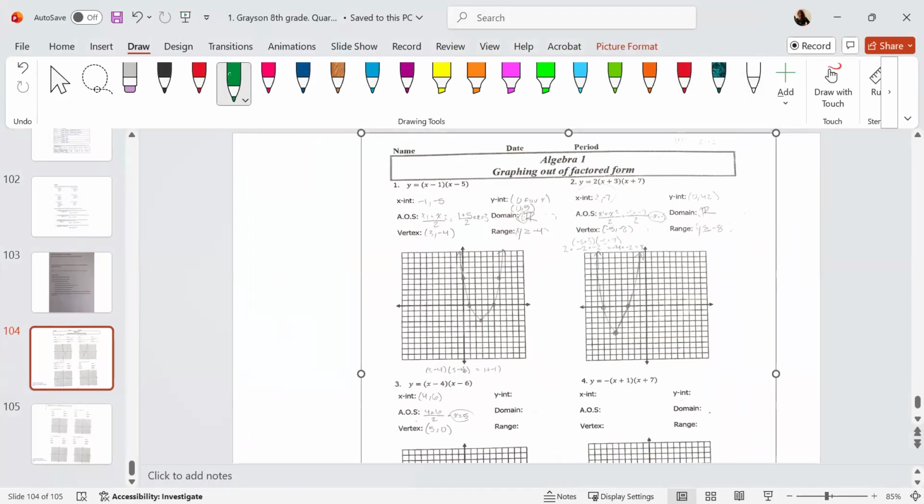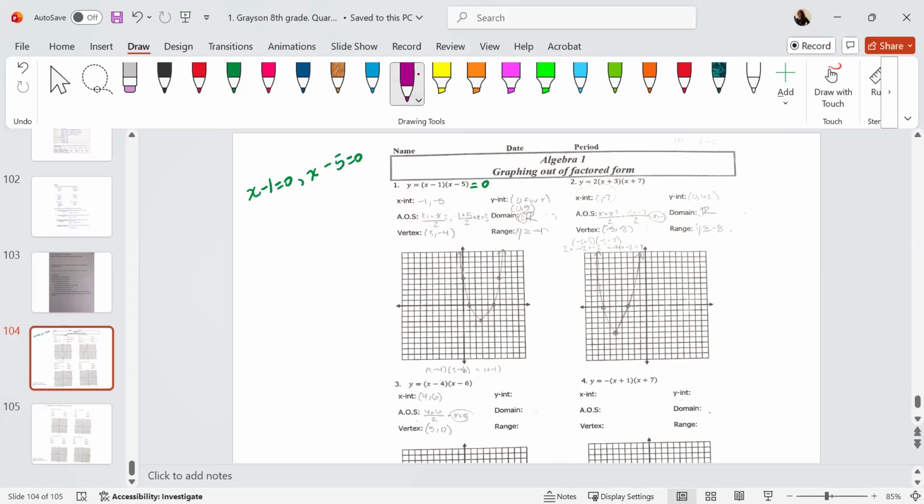The zeros is when you set this equal to 0, okay? So you have x minus 1 equals 0, x minus 5 equals 0, right? So when you solve for it, you add 1 on both sides. So x equals, correct? So you have 1 and 5, correct?